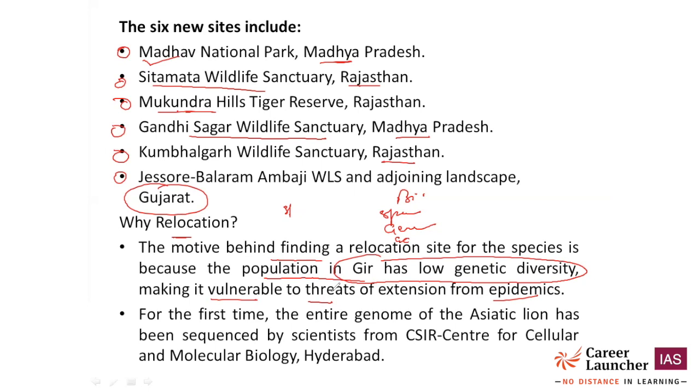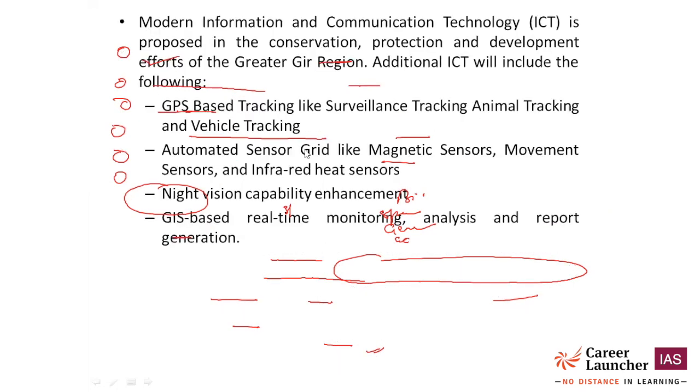That's why the government is planning to relocate this Asiatic lion from Gir National Park to the other 6 sites. For the first time, the entire genome of the Asiatic lion has been sequenced by scientists from CSIR Centre for Cellular and Molecular Biology, Hyderabad. So it was scientifically researched. It was found that it is very important to relocate this species so that genetic diversity will be improved, the chances of the population becoming less will be reduced, and the spread of disease will decrease.